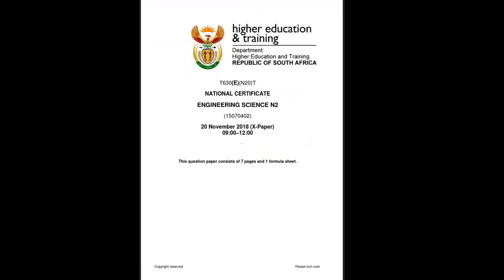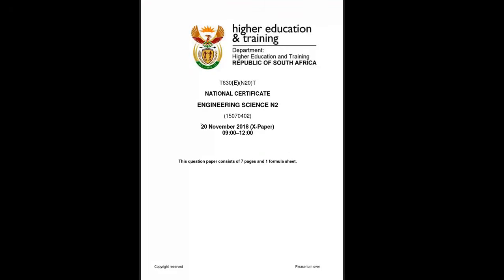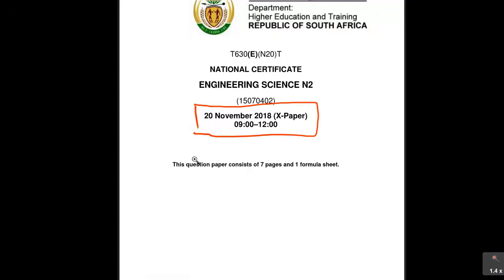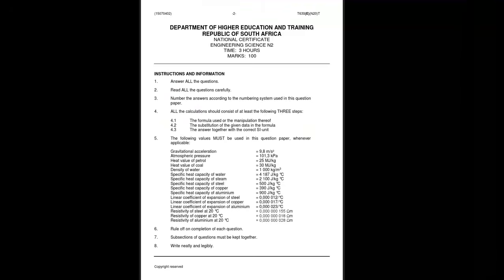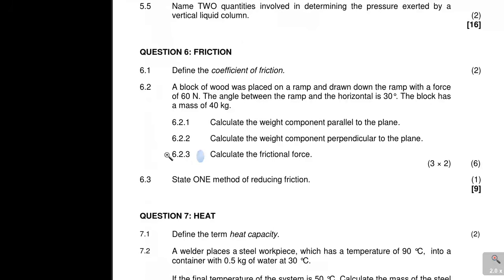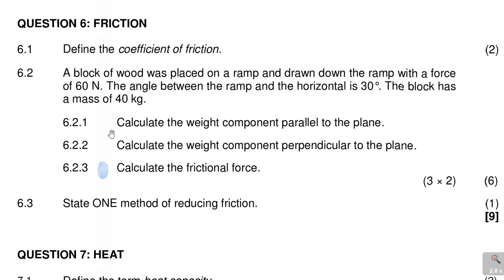So now let us look again at the last question, as I considered this as a complete guide, and in this part I'm looking at the November 2018 paper, as you can see. So that is what I'm using. And in this paper, again, let us look at friction as the main interest. And we are looking at question 6. That is where I have got the question on friction.